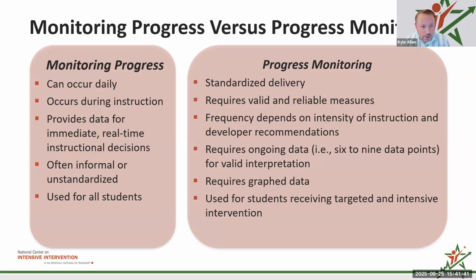It's often informal and unstandardized and can be utilized for all students, right? So that's monitoring progress. What we're talking about is the more formalized progress monitoring, right? That has that standardized delivery, really requires those valid and reliable measures. We've talked about the frequency. It does require that ongoing data, requires graph data, and really it's, again, utilized for students receiving either targeted or intensive intervention. I want to be clear, both of these, in my opinion, are very critical to the educational experience. So we're not saying one is more important than the other. We just want to make the distinction between the two.